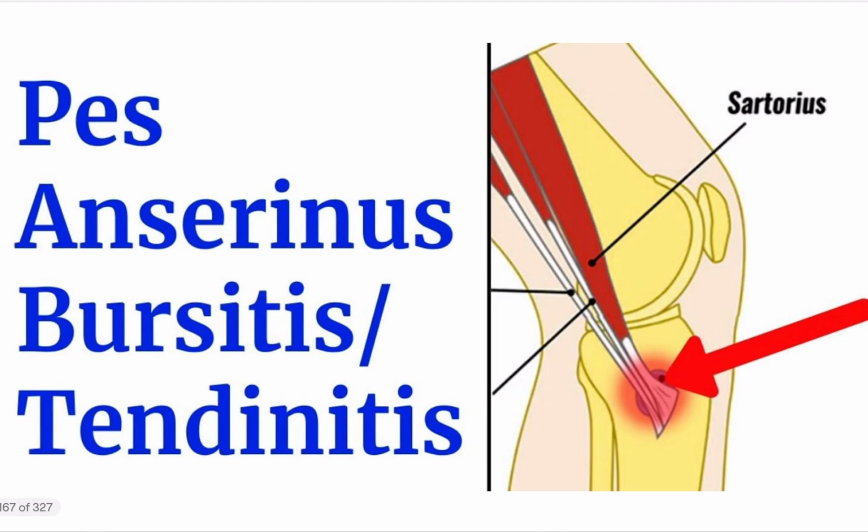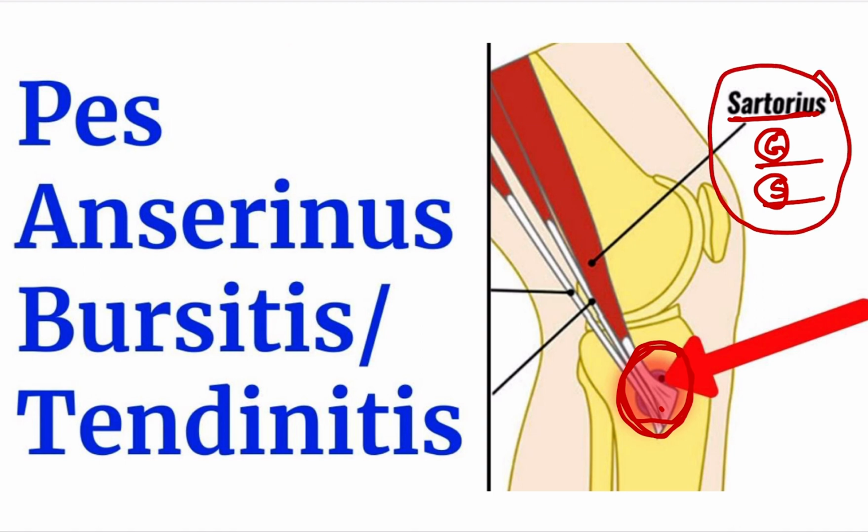First of all, let's see pes anserine bursitis or tendinitis. What is it? First of all, what is the pes anserinus? Pes anserinus is a terminal point and it is located in the medial part of the upper part of the tibia, and here three important muscle attachments occur. One of them is sartorius, second is gracilis, and third is semitendinosus. That means SGS: sartorius, gracilis, semitendinosus, and they are collectively known as pes anserinus.